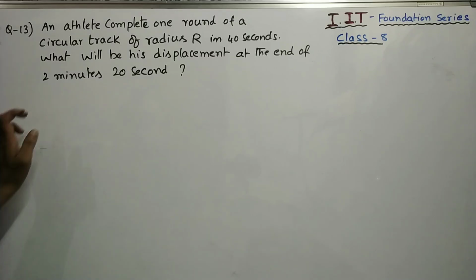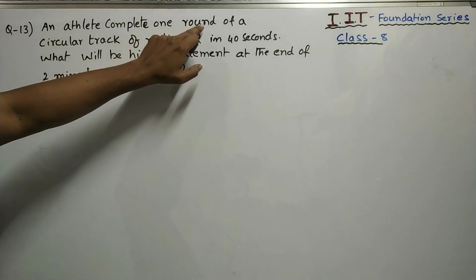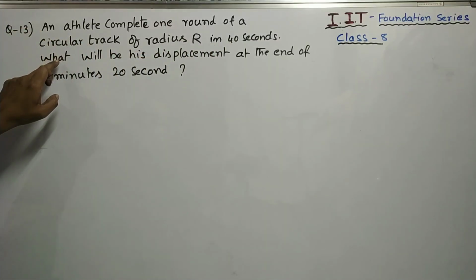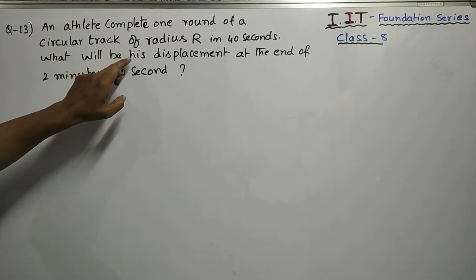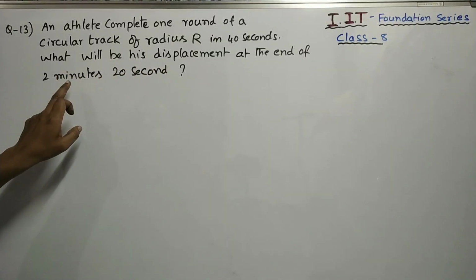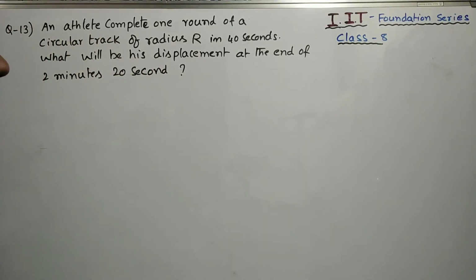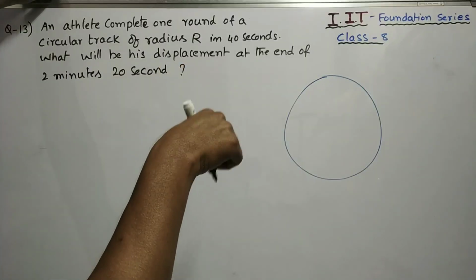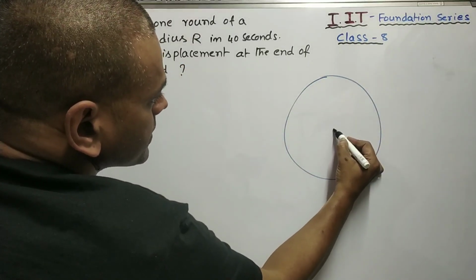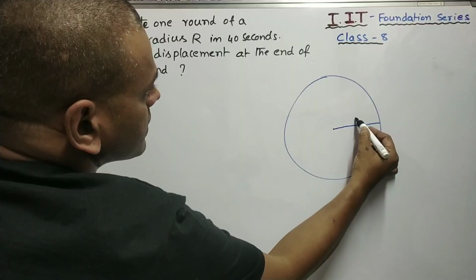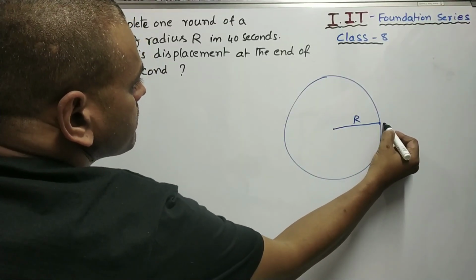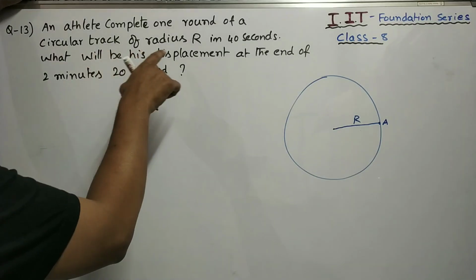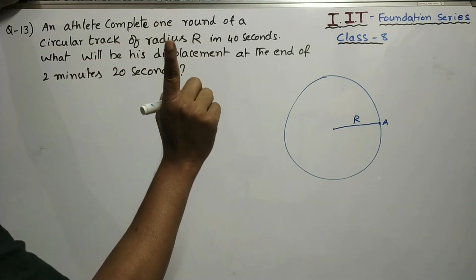Okay, the 13th question. An athlete completes one round of a circular track of radius r in 40 seconds. What will be his displacement at the end of 2 minutes 20 seconds? Actually the athlete is moving in a circular track of radius r. Suppose this is the center of the circle, this is the radius r. Suppose the person starts from point A. He takes 40 seconds for completion of one rotation.